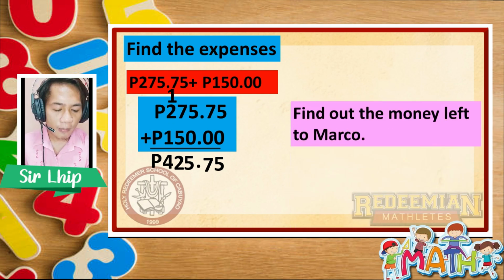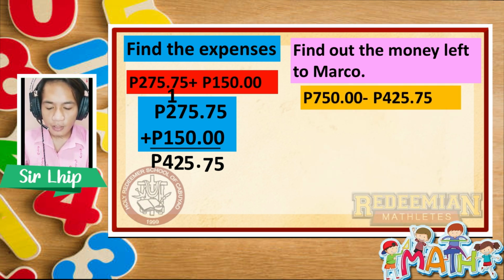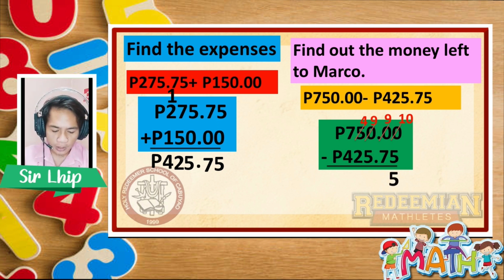Next, find out the money left to Marco. So, we need to subtract 750 pesos minus 425 pesos and 75 centavos. 0 minus 5 cannot be, so we need to regroup. 0 becomes 10, and 0 becomes 9. Another 0 becomes 9. 5 becomes 4. Then subtract. 10 minus 5 equals 5. 9 minus 7 equals 2.